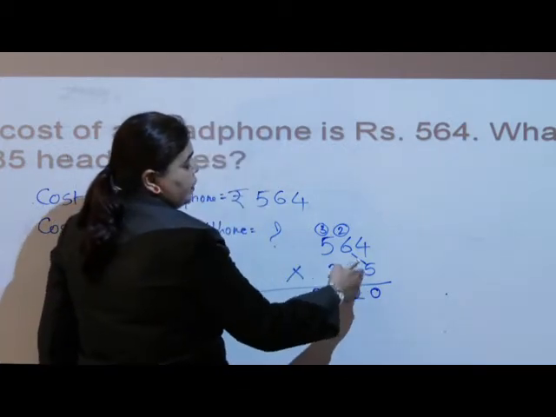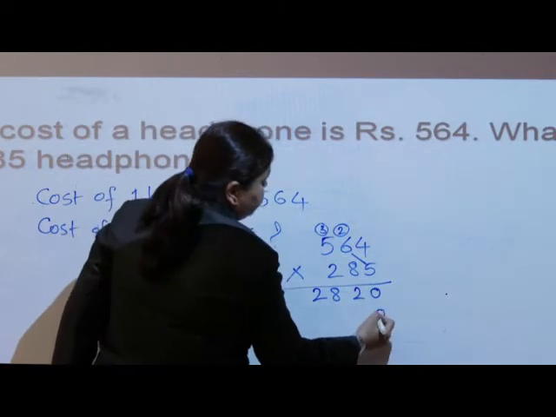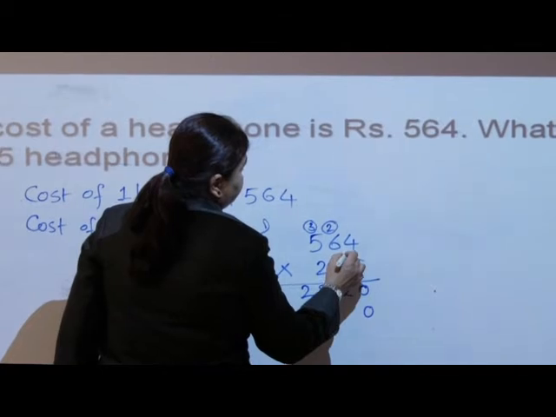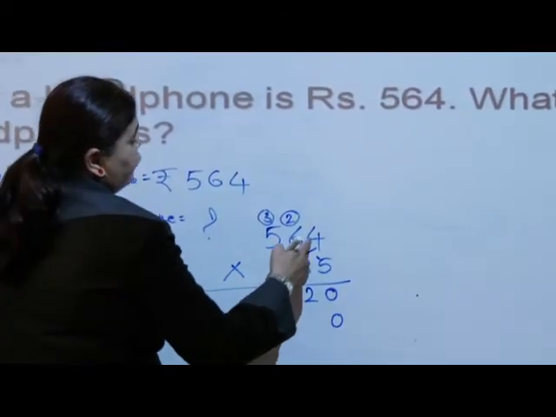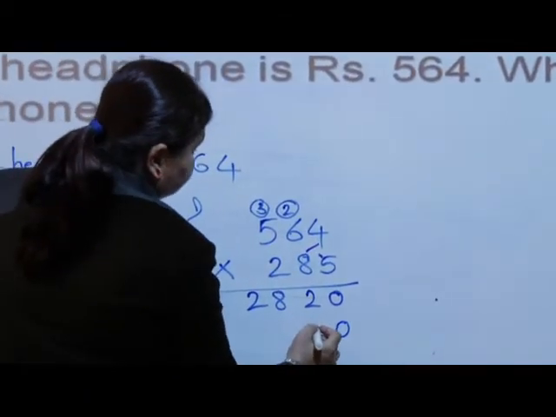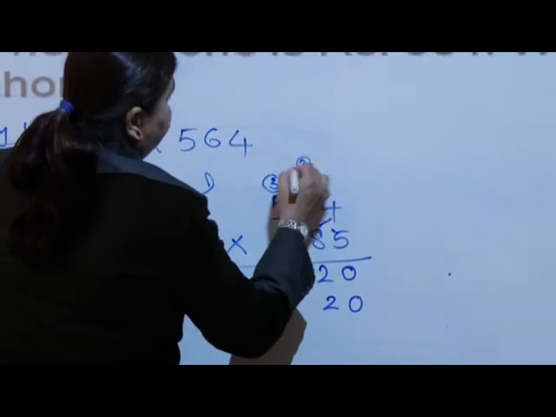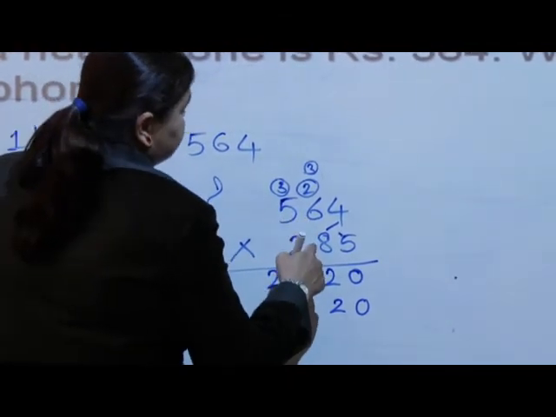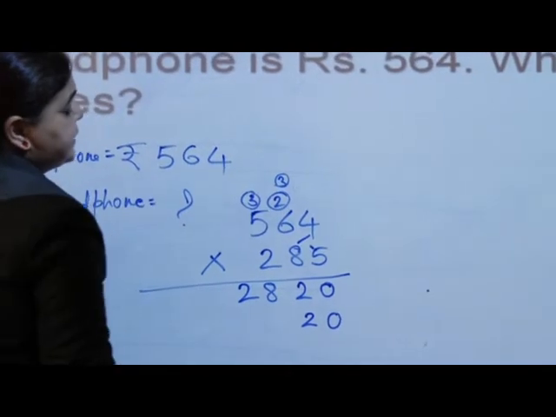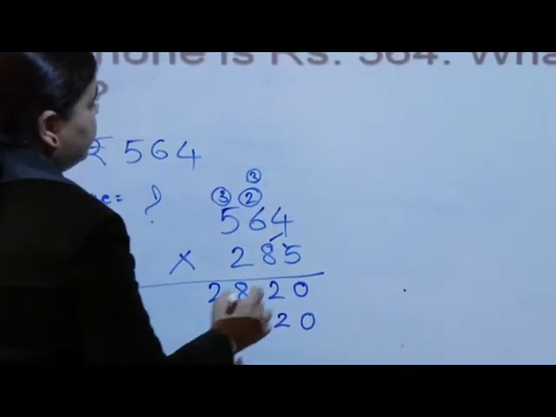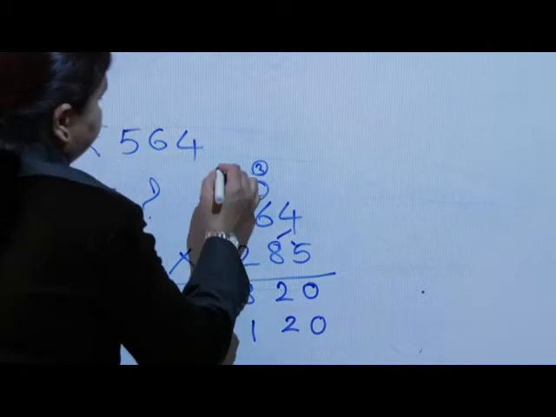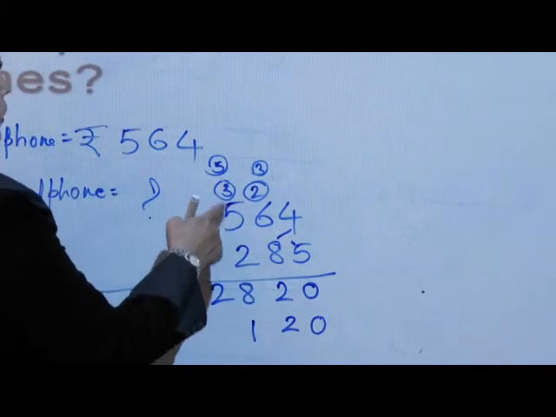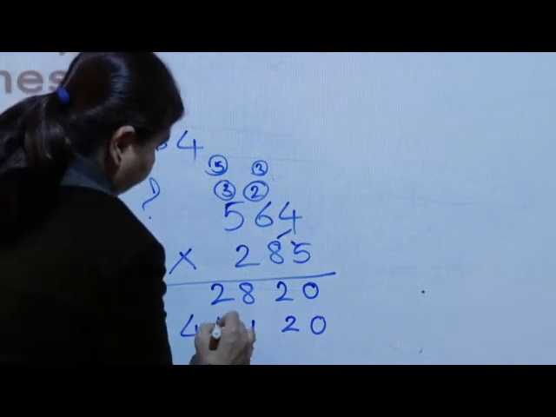Now our ones is over, we will go for tens, so we have to put 0 here. So what will be here? I have to multiply it once again. 8 4s are 32, 3 carry. 6 8s, or 8 6s, are 48. 48 plus 3, 49, 50, 51. 5 carry. 8 5s are 40 plus 5 is 45.